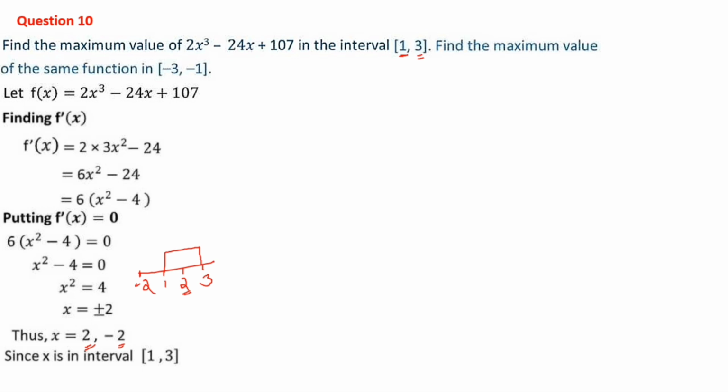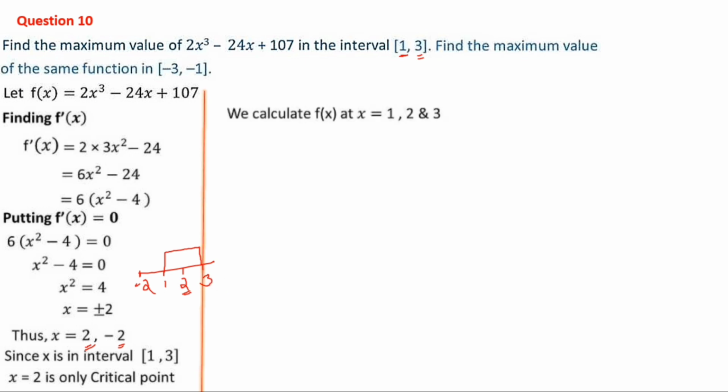So since x is in the closed interval [1, 3], x equals 2 is the only critical point. And since [1, 3] is given to us, we can also take 1 and 3. In between there is only 2. So 1, 2, 3 are the values at which we need to find the function. We calculate f of x at x equals 1, 2 and 3.